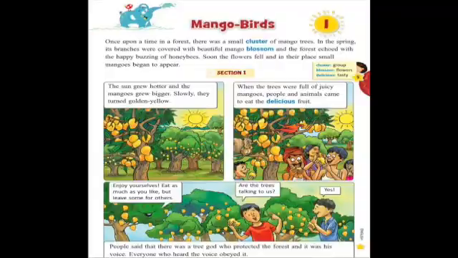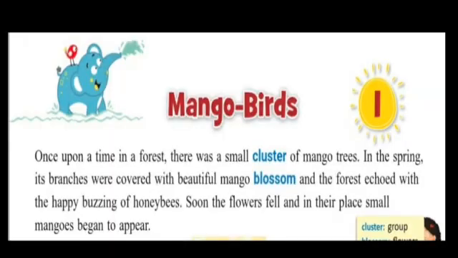Okay, open page number 5. Lesson number 1, Mango Birds. Once upon a time, in a forest, there was a small cluster of mango trees. In the spring, its branches were covered with beautiful mango blossom, and the forest echoed with happy buzzing of honeybees. Soon, the flowers fell, and in their place, small mangoes began to appear. Slaters, let's start underlining the new words, its meanings, and also discuss opposites, tenses and frame sentences.